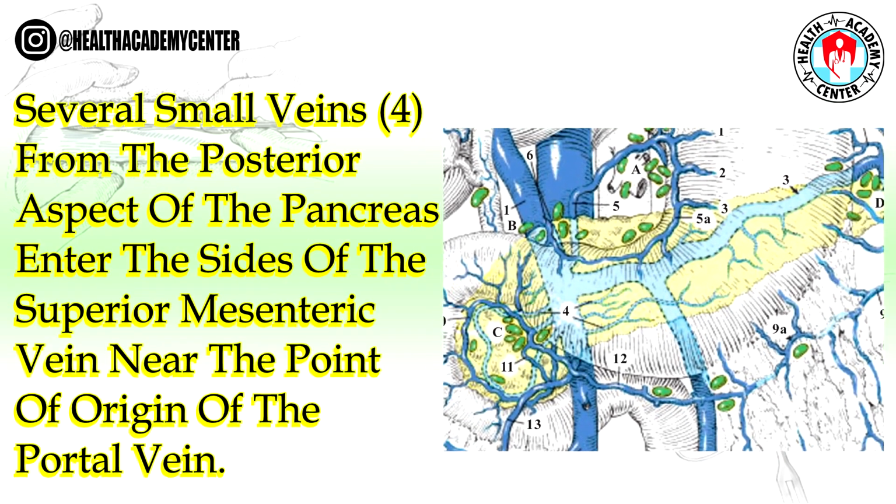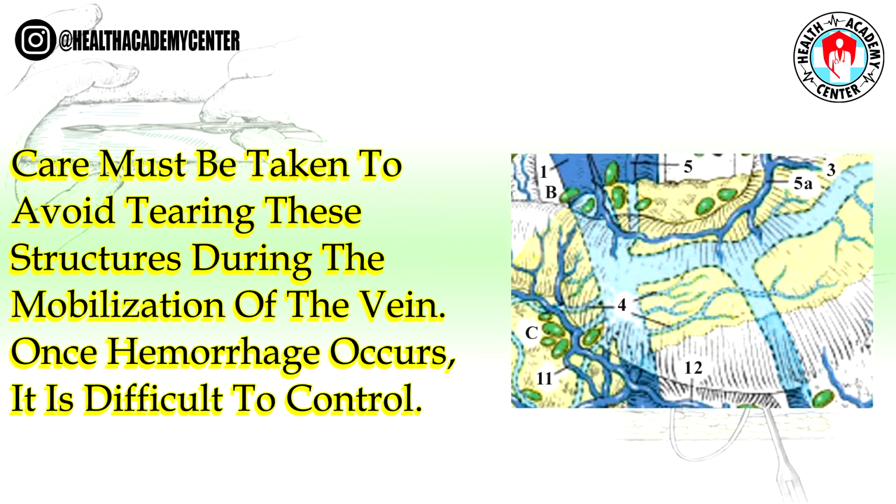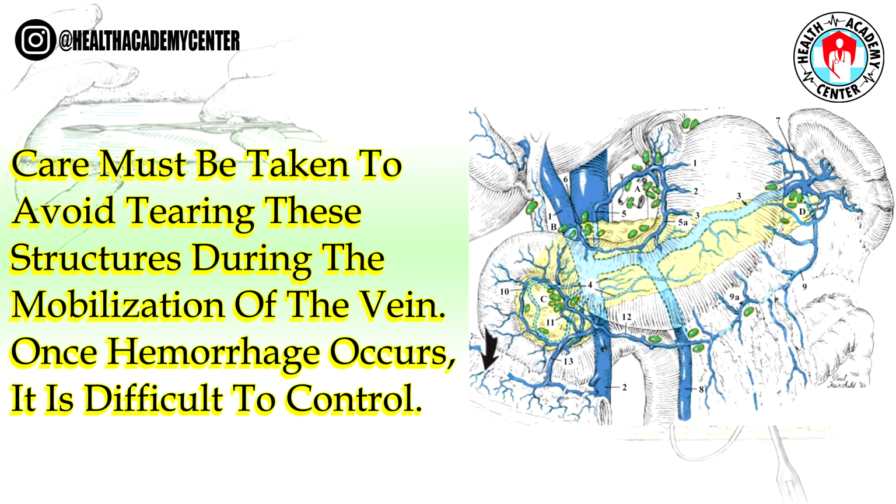Several small veins, 4, from the posterior aspect of the pancreas enter the sides of the superior mesenteric vein near the point of origin of the portal vein. Care must be taken to avoid tearing these structures during the mobilization of the vein. Once hemorrhage occurs, it is difficult to control.